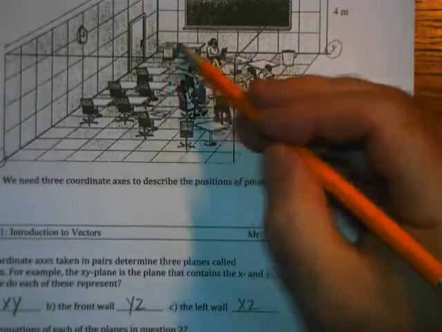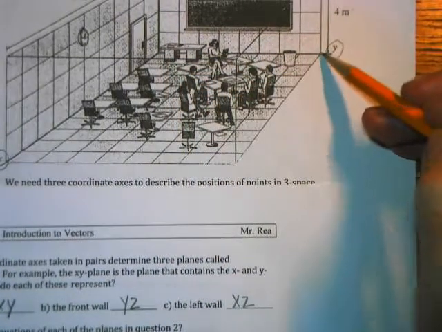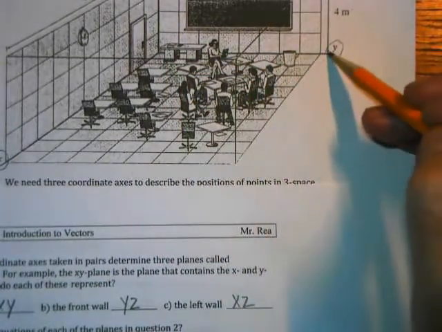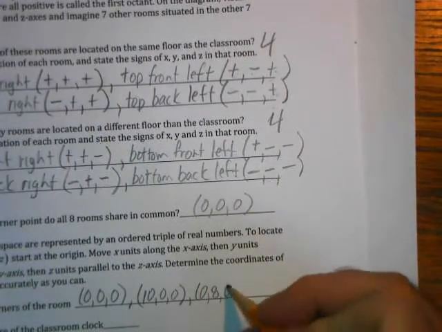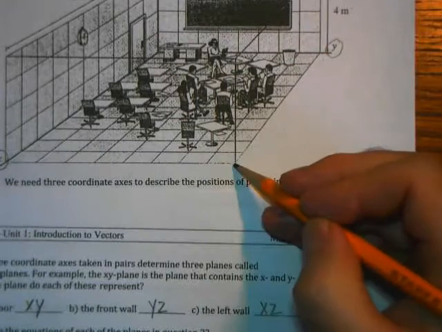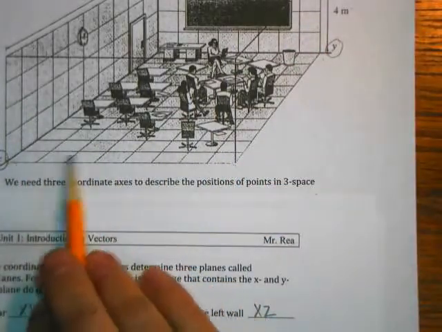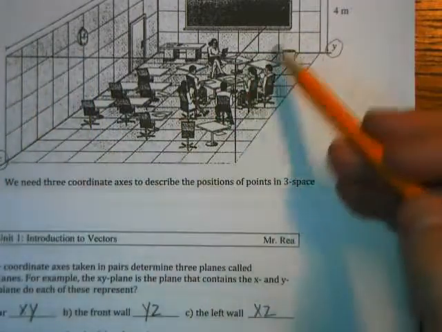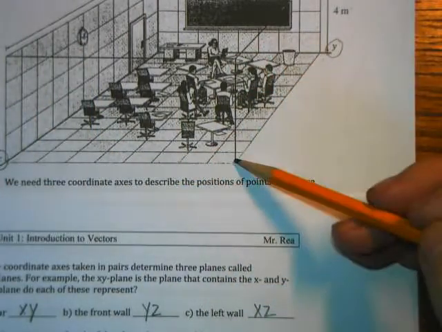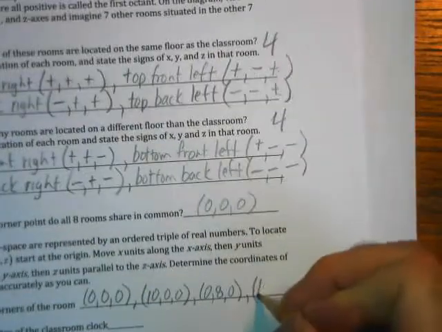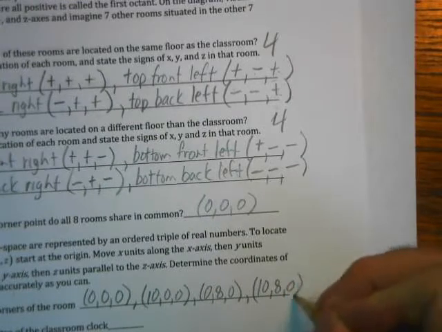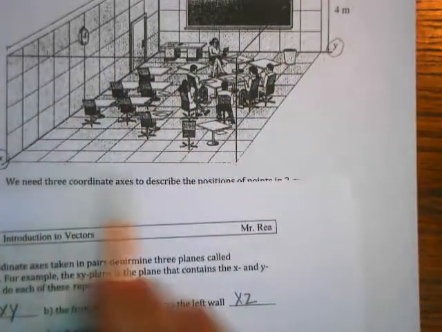If I went along this to the floor corner over here, that has a y coordinate of 8. X and z are still 0, so that would be 0, 8, 0. And then finally, this corner here is going to have an x coordinate of 10 because we're 10 away from that wall, and also a y coordinate of 8. So that would be 10, 8, 0. You notice they all have a 0 for the z coordinate. That's because all 4 of these are on the floor.